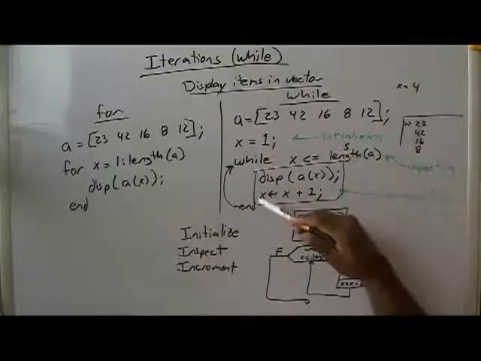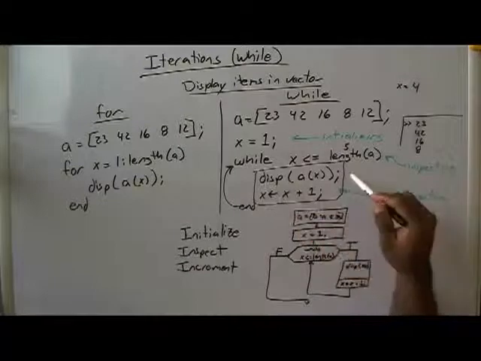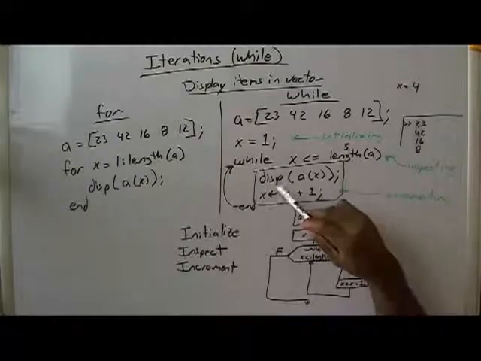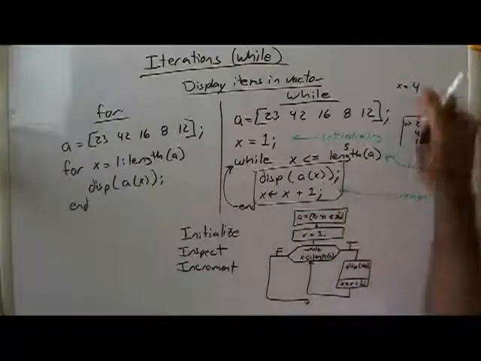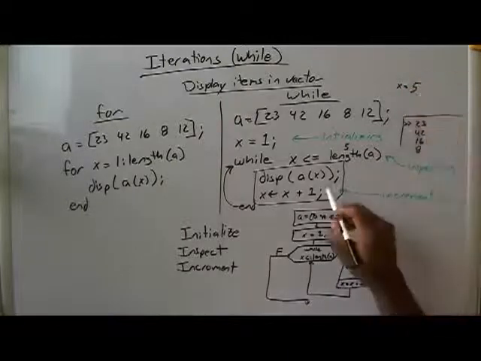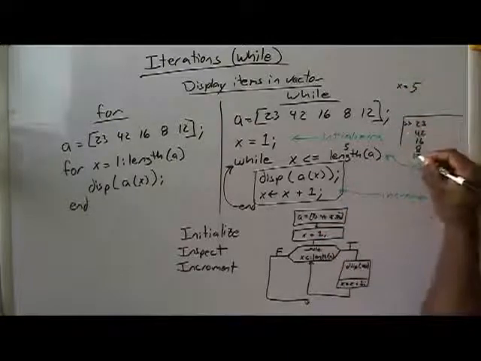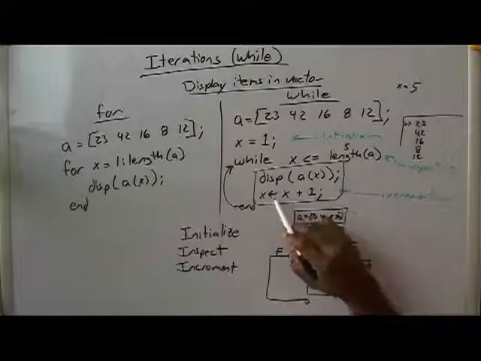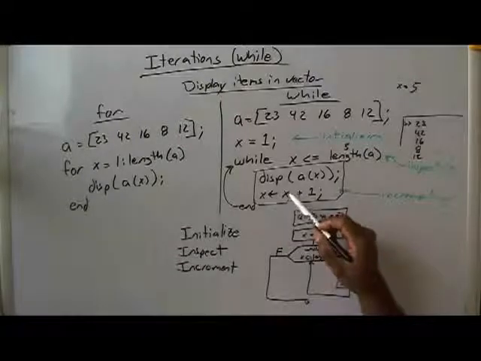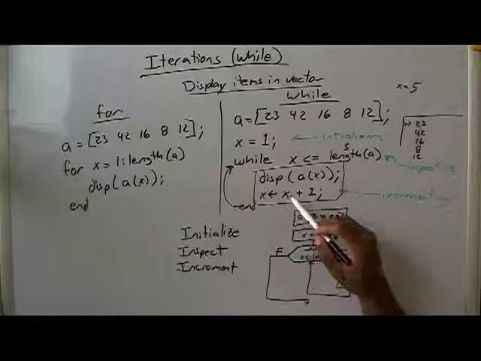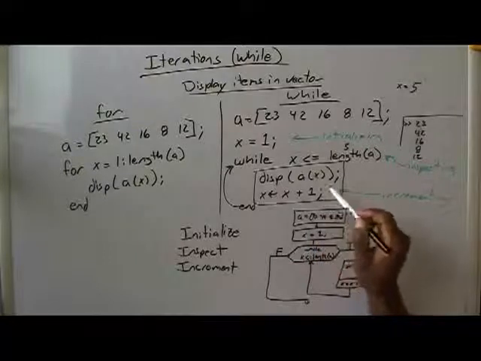Yes, it is. So you once again execute this code block inside the while statement. You display a indexed at x. x is now 5. So now a indexed at 5 is 12. And so you come down here to your incrementing. Now you go x equals the present value of x, which is 5 plus 1. So now x equals 6.